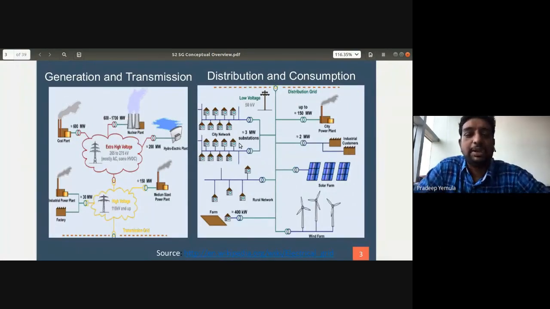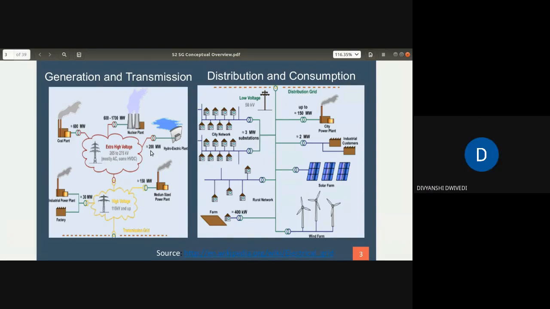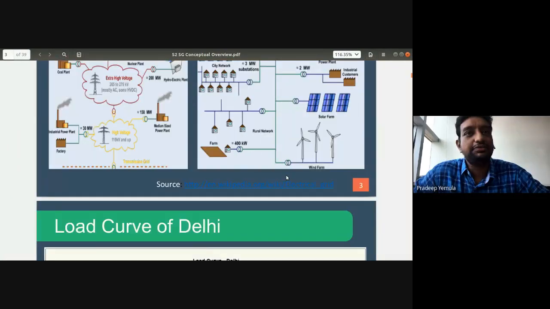Obviously, here the number of houses and villages shown is very small, but usually the number of load points will be in terms of lakhs of load points, whereas the generators are large capacity and maybe a few hundred in number. This is the overall structure: generation, transmission, distribution, and consumption. So now, any questions? Okay, so I'll move forward.